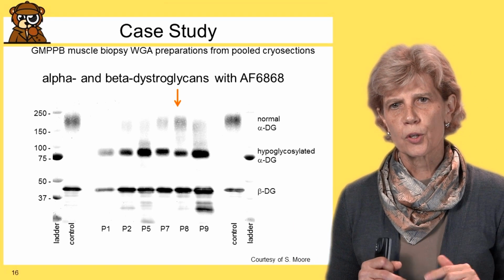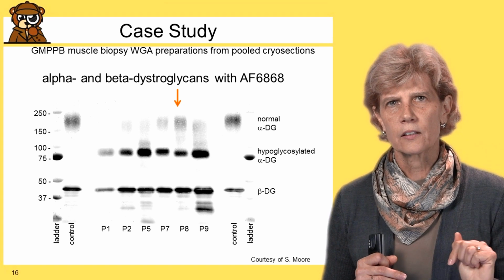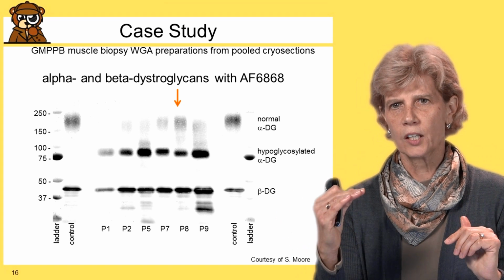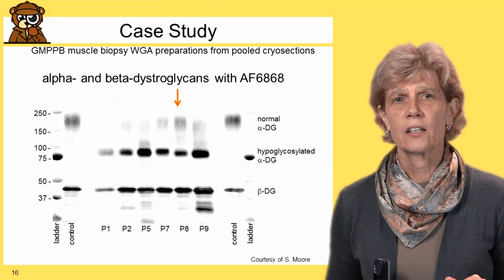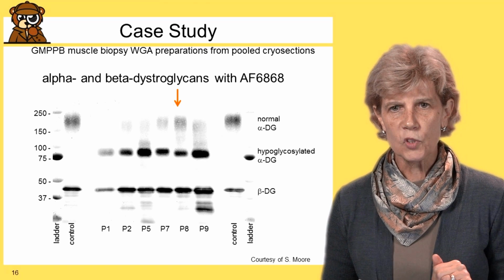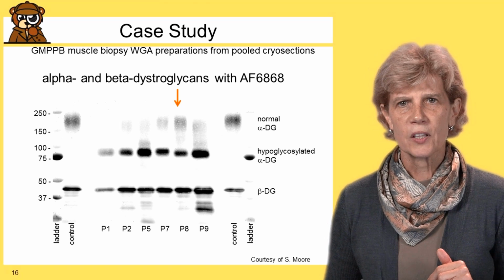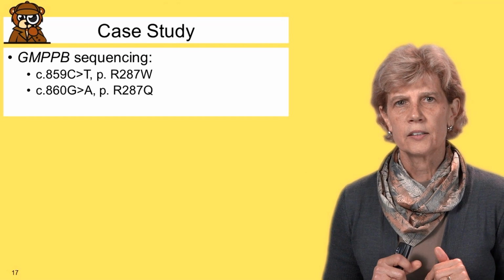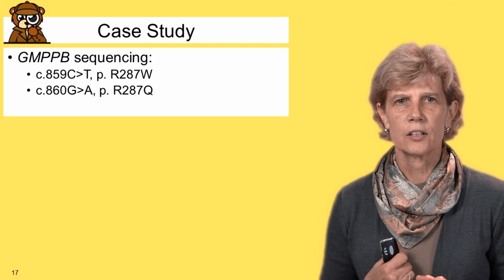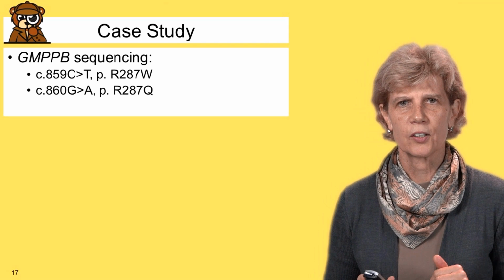And the red arrow shows our patient. And you can see that in each of these cases, there's very little in the row with normal glycosylated alpha-dystroglycan, but just under that, there is a very strong band at a hypoglycosylated alpha-dystroglycan level. So this provides further evidence that we are dealing with a dystroglycanopathy in this case. And in this case, genetic sequencing revealed heterozygous mutations in the gene called GMPPB, which confirmed the diagnosis.